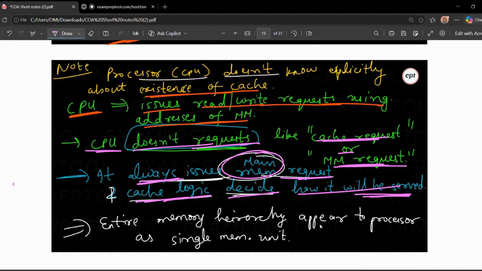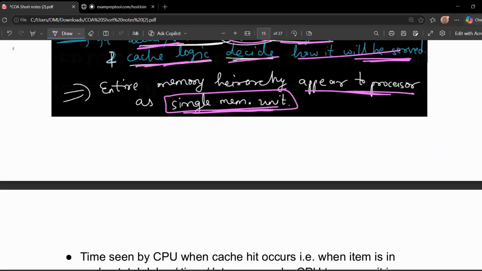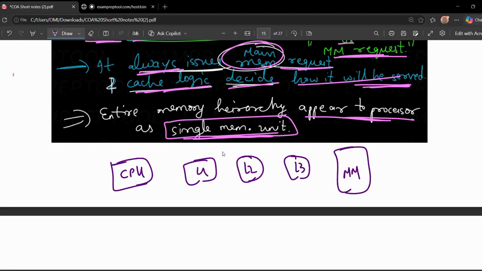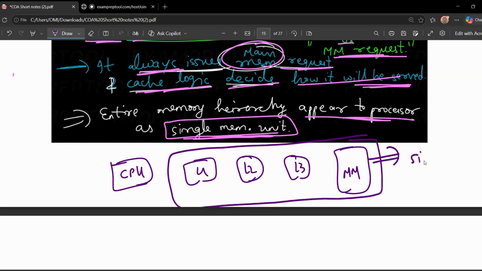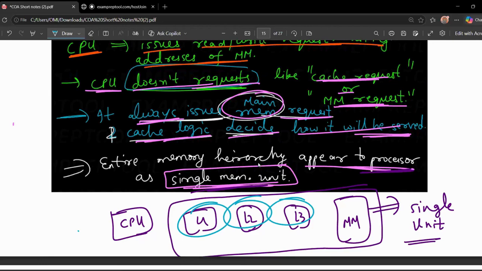The entire memory hierarchy appears to the processor as a single unit. For example, if this is the CPU, this is the L1, this is the L2, this is the L3, and this is the main memory, and the CPU generates a main memory request, then this entire thing works as one single unit. So this entire memory hierarchy appears to the processor as a single memory unit, and the CPU doesn't know about the existence of cache.